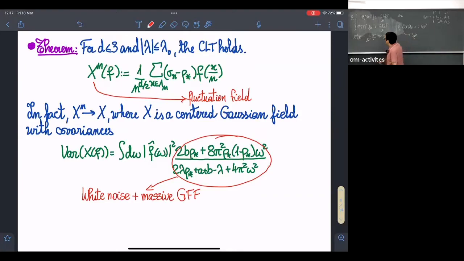Okay. Yeah, you can just say it's as simple as, you know, this A plus B omega squared divided by C plus D omega squared. You can just write this as A divided by C plus something else, divided by C minus D omega squared, BC minus AB, right? So you see that at the level of the variances on Fourier space, the constant is what gives you white noise. This is what gives you the massive Gaussian free field. And since you are just adding, that makes them independent.